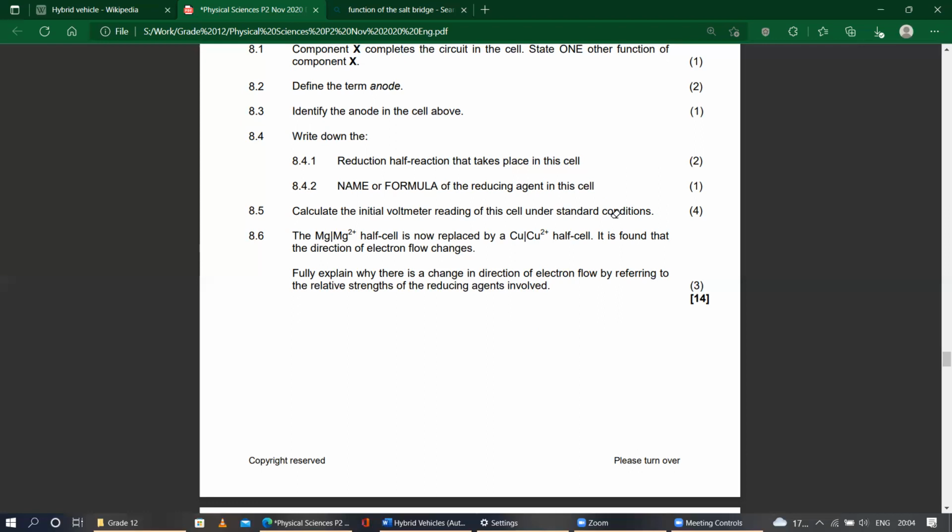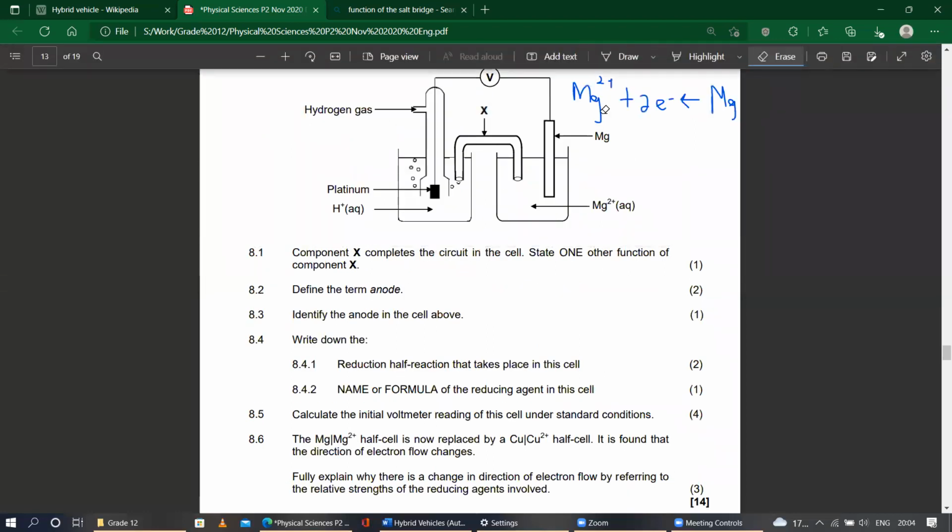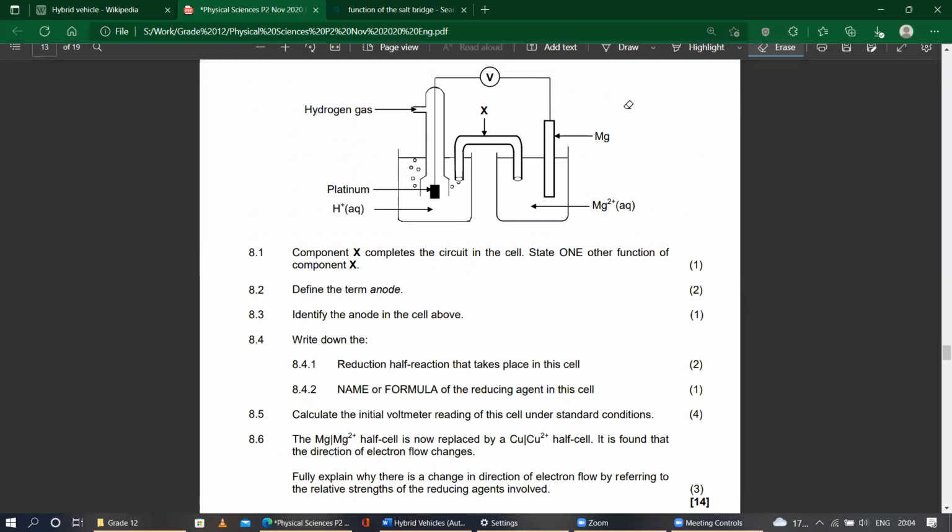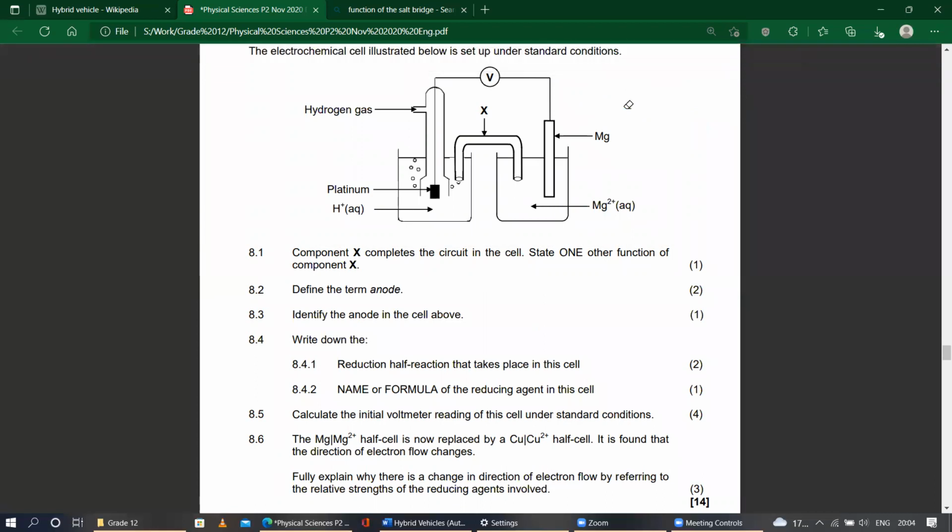So this is it. This is question 8. I don't think it's going to be that difficult, but from my perspective, I think you guys should study so you can find it easier.